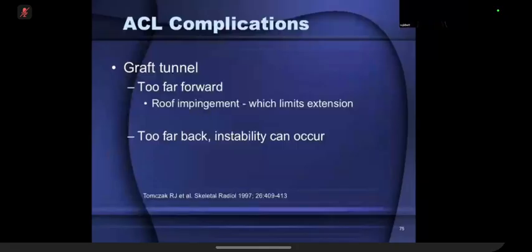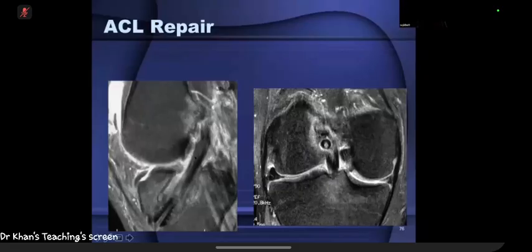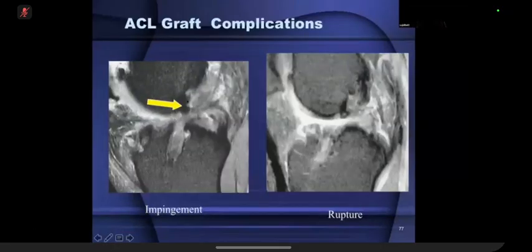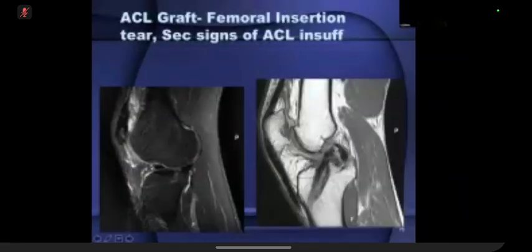If the graft tunnel is too far forwards, then the roof impingement happens. If it's too far back, then instability can happen. So normally it should be like this, but if it's too far to the front, it's getting impinged here and it will rupture early on. If it's too far straight, then it will not be able to do its job properly and the graft reconstruction would be incompetent.